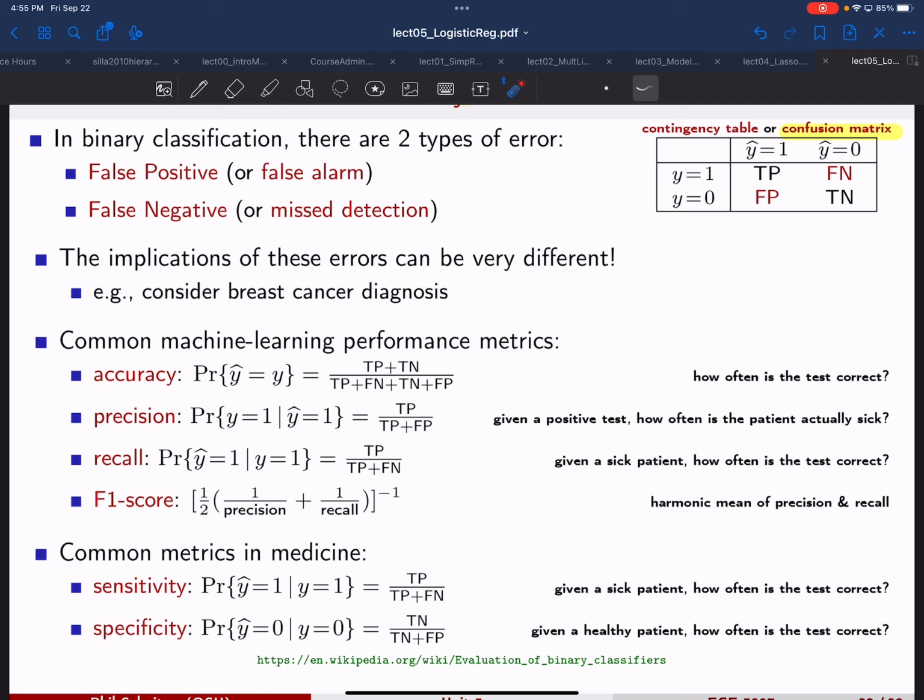Okay, so these are common in machine learning. Now in medicine, they sometimes use different terminology. So they use sensitivity. This is identical to recall. But then there's specificity. So here, it's given a healthy patient, how often is the test correct, versus given a sick patient, how often is the test correct.